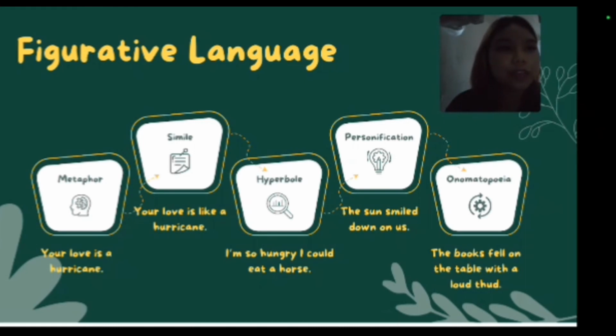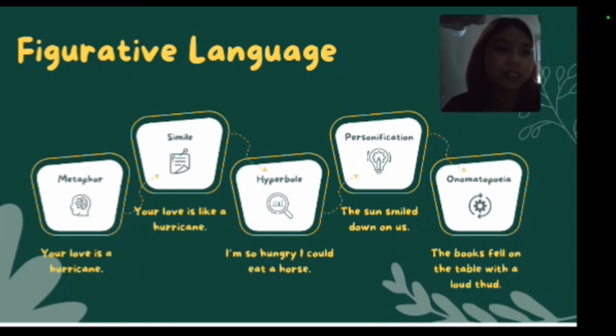Now we have numerous figurative languages. However, I have chosen five: the metaphor, simile, hyperbole, personification, and onomatopoeia. For the first one, metaphor, I know you have prior knowledge of this one, so I will not discuss it further. For example, in this sentence: your love is a hurricane. Now you have to observe.